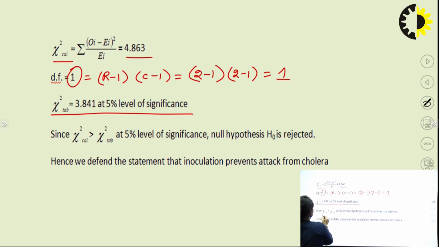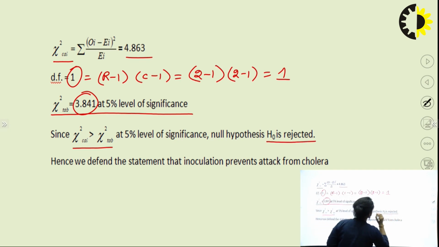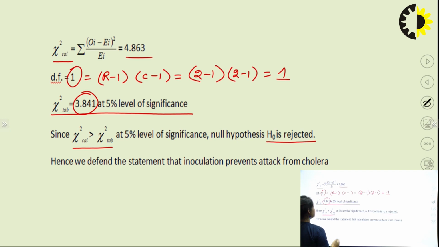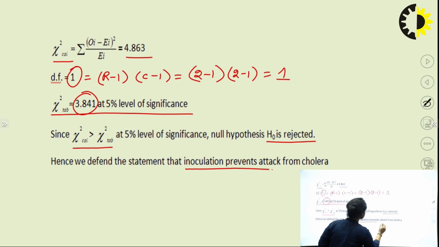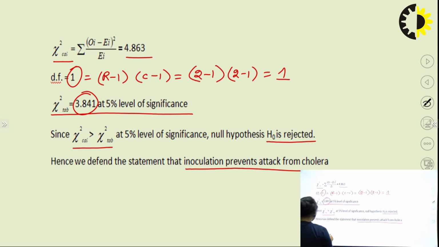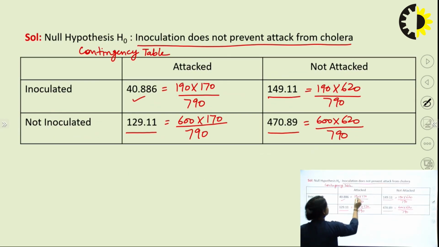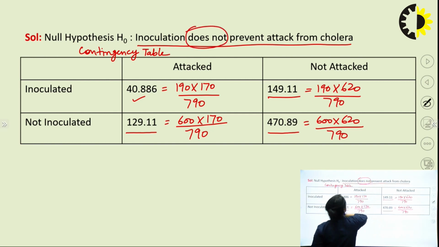So we can see that this value is smaller as compared to the calculated value. That's why the null hypothesis is rejected. And as soon as it is rejected, we will defend the statement that inoculation does prevent attack from cholera, because the null hypothesis previously was that it does not prevent attack from cholera, and this is rejected. That means it does prevent attack from cholera. So if we inoculate, the cholera attack will be prevented.